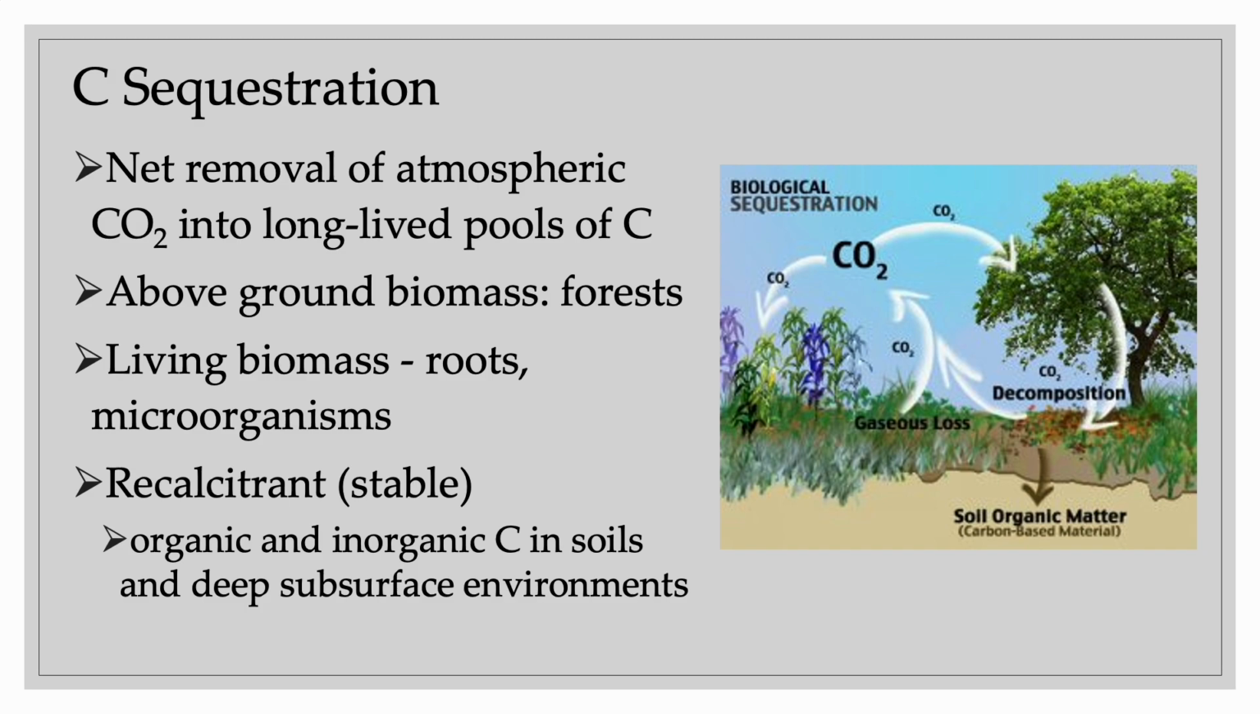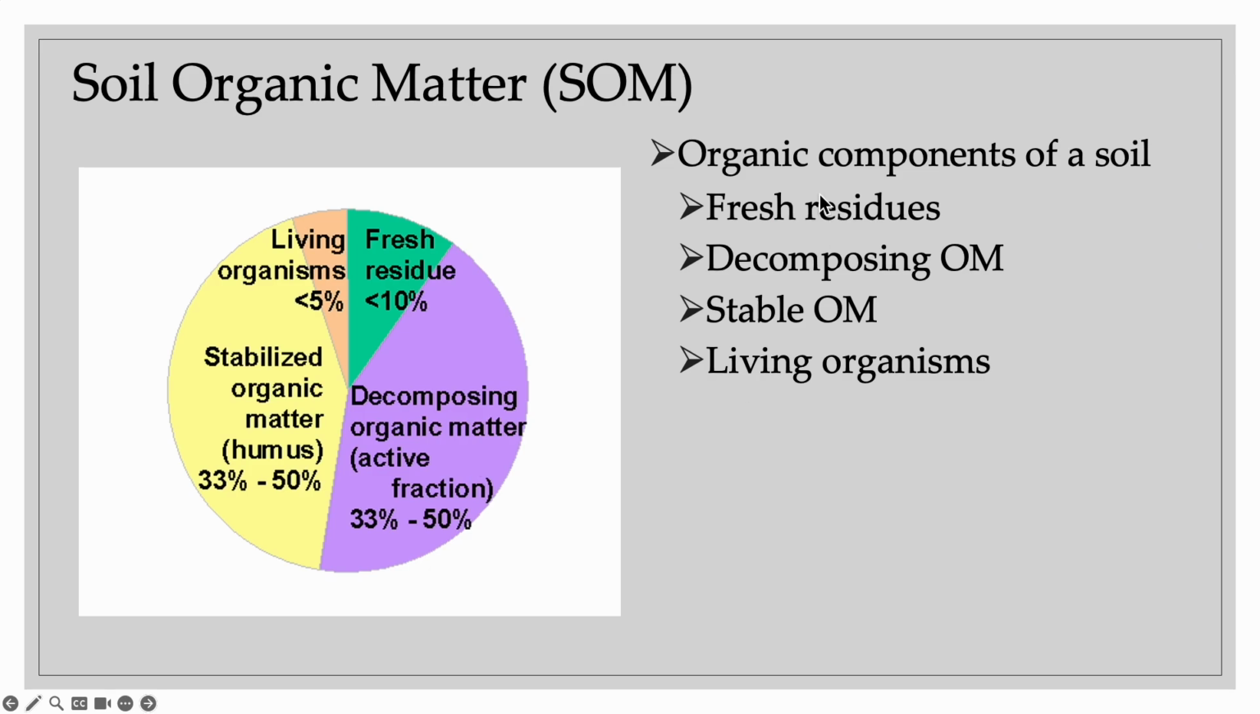A term that you might hear is recalcitrant or stable, meaning that it is very difficult to decompose or break down this particular organic and inorganic carbon. So they're deep in that subsurface environment. That's what we want to do: decrease the carbon dioxide in the atmosphere and increase the carbon concentration in the soil. We want to start getting more layers on top of that so that we can essentially bury that carbon we removed from the atmosphere.